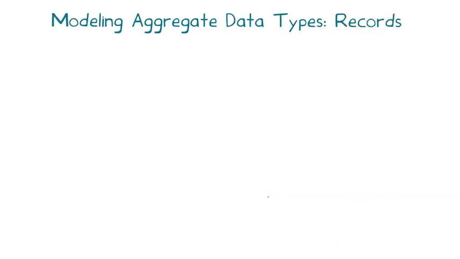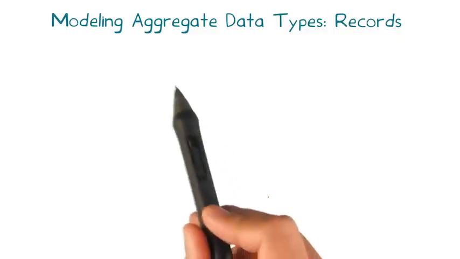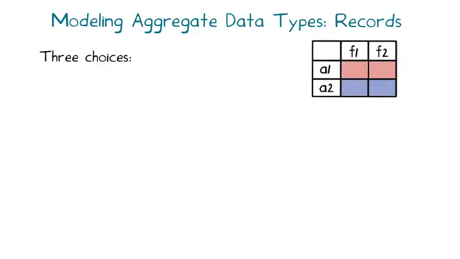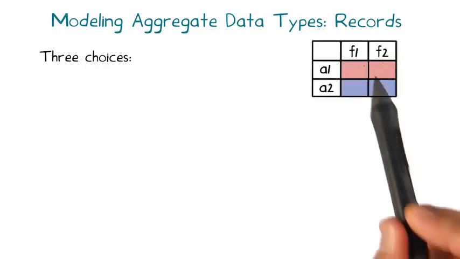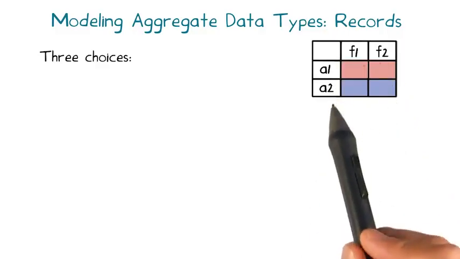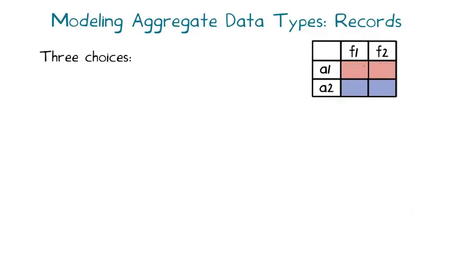Now let's look at another common kind of aggregate data type, records. Records are better known as structs in C or as classes in object-oriented languages like C++ and Java. There are three common choices that pointer analyses use to model records. We will illustrate these three choices using a record type with two fields, F1 and F2. Suppose there are two objects, A1 and A2, of this record type.